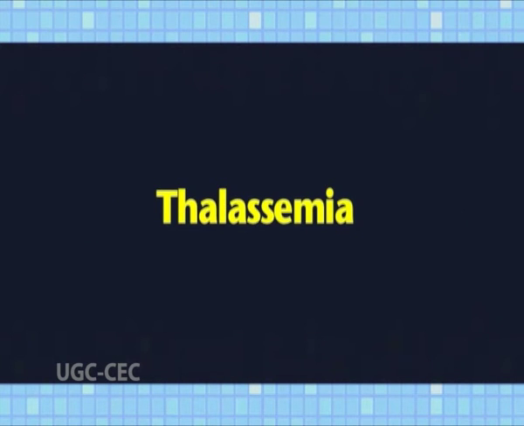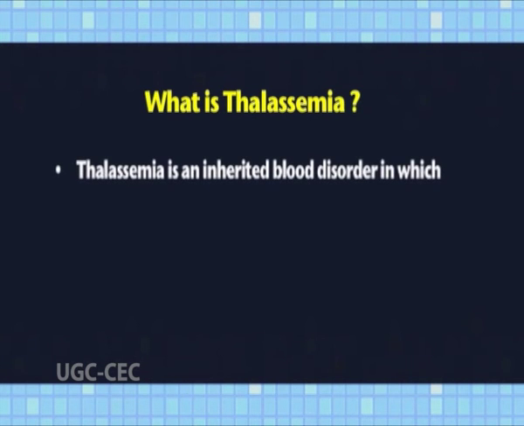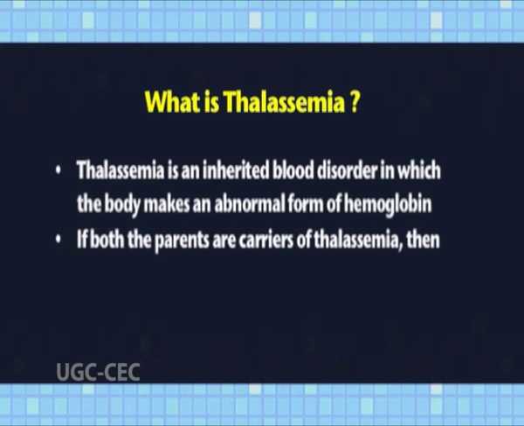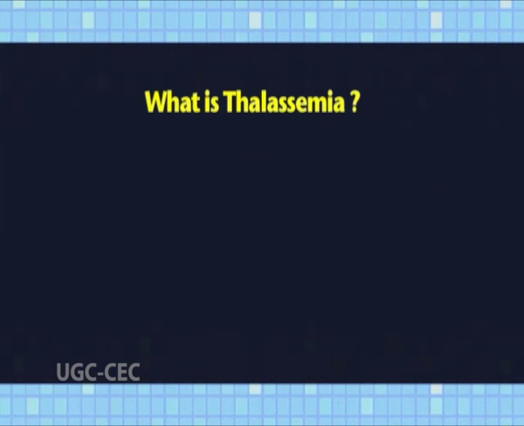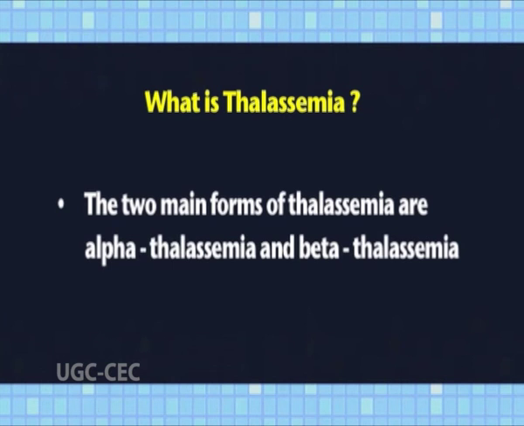Now, thalassemia. What is thalassemia? Thalassemia is an inherited blood disorder in which the body makes an abnormal form of hemoglobin. If both parents are carriers of thalassemia, you have a greater chance of inheriting a more serious form of the disease. The two main forms of thalassemia are alpha thalassemia and beta thalassemia.